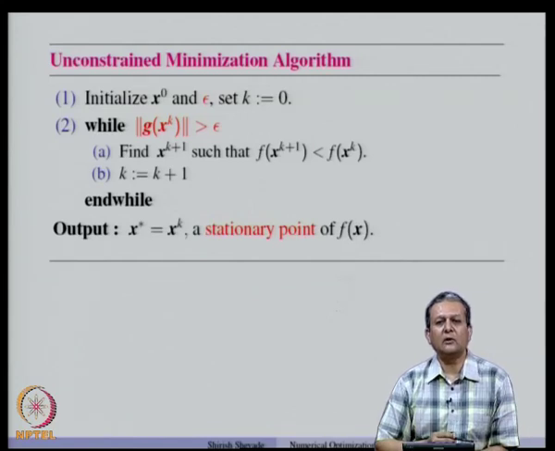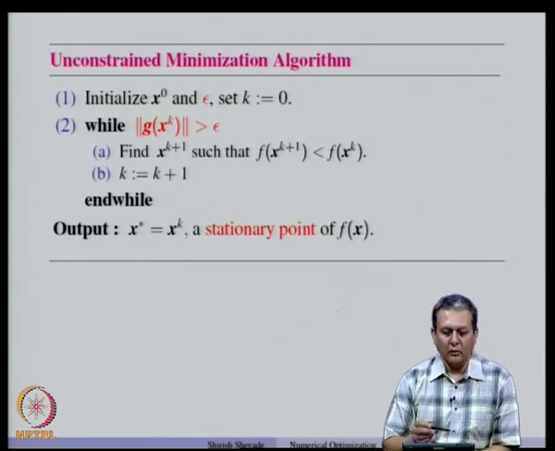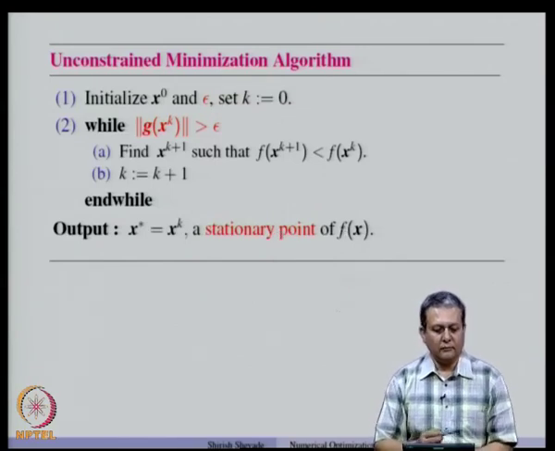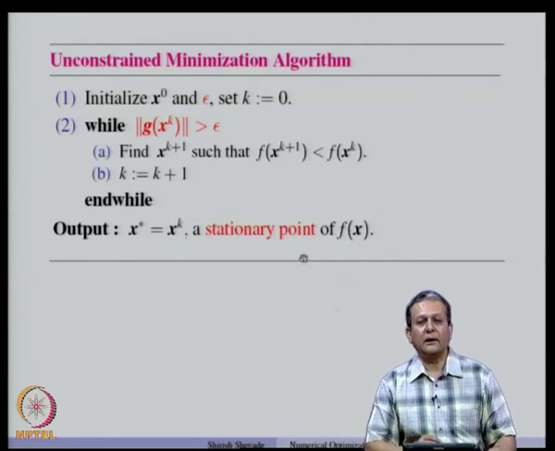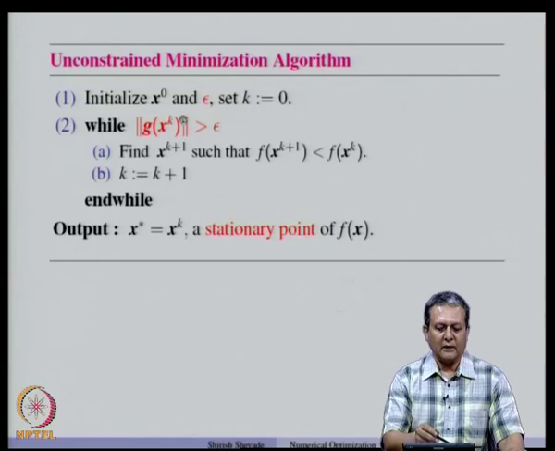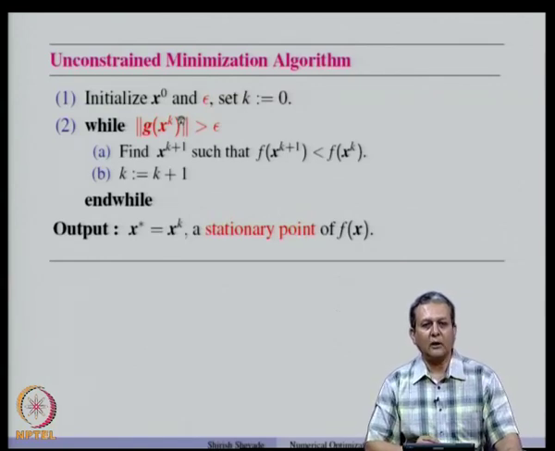Now, this does not guarantee that xk is a local minimum. So, as output of this algorithm, we get x star to be a stationary point of f of x, and then one needs to check whether it is indeed a local minimum or not. So, we have answered questions related to the stopping condition and the rate of convergence of the algorithm.